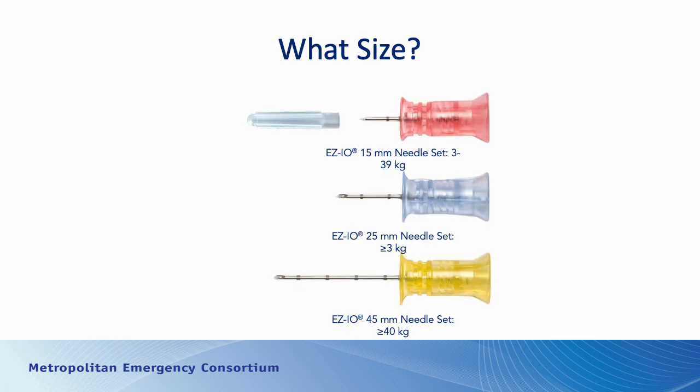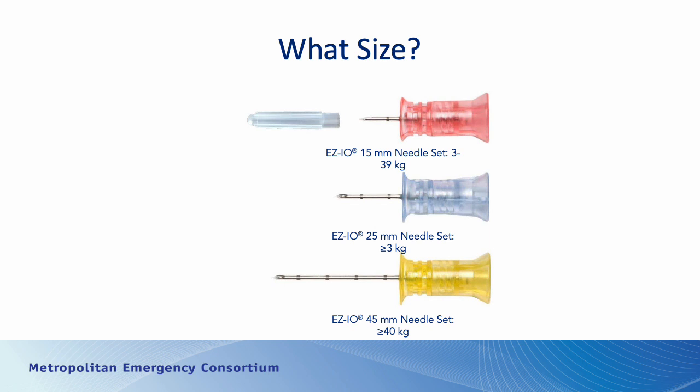What size needle do you use? Well, they all come in 3 sizes. There's the pink, which is 15 millimeters, the blue, which is 25, and the yellow, which is 45 millimeters. We tend to use the pink one for kids that are 3 to 39 kilos, the blue one for bigger kids and adults.